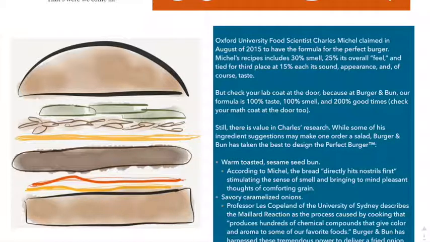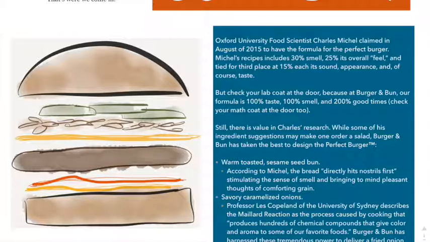So it moves on to this part. Here it goes on to say, Oxford University food scientist Charles Michel claimed in August of 2015 to have the formula for the perfect burger. Michel's recipe included 30% smell, 25% its overall feel, and tied for third place at 15% each were its sound, appearance, and of course, taste. But check your lab coat at the door, because at Burger and Bun our formula is 100% taste, 100% smell, and 200% good times. Check your math code at the door too.